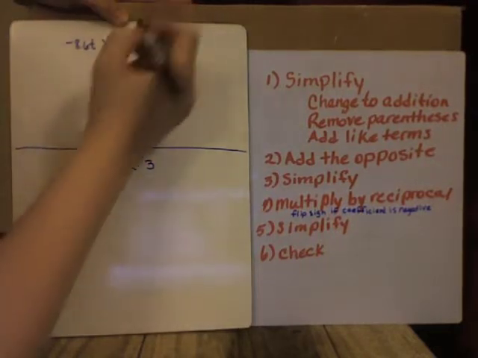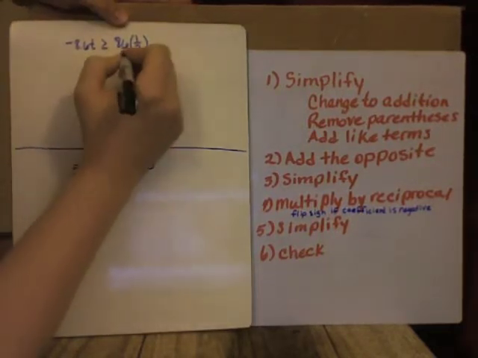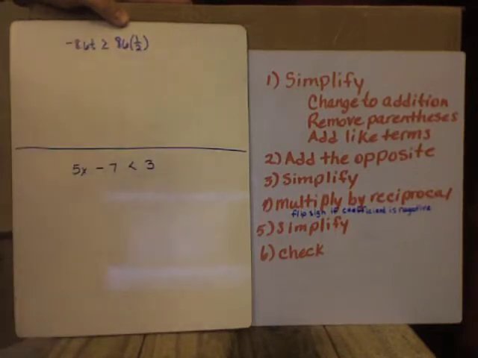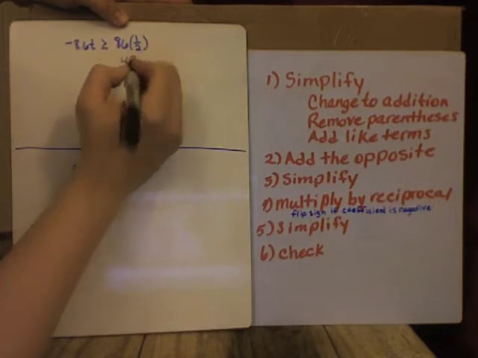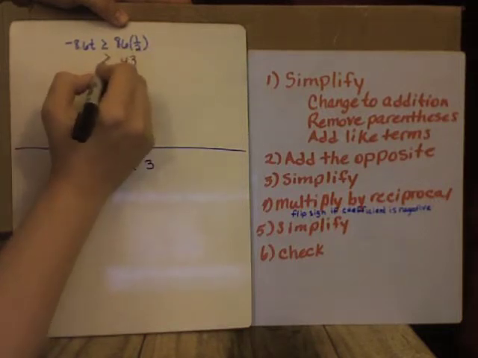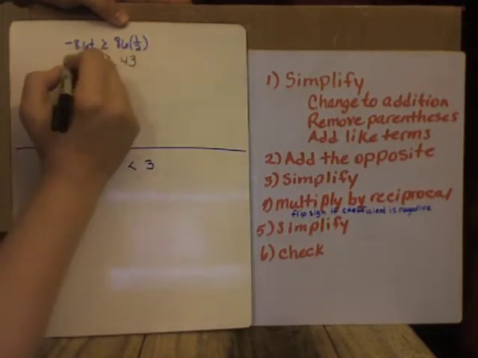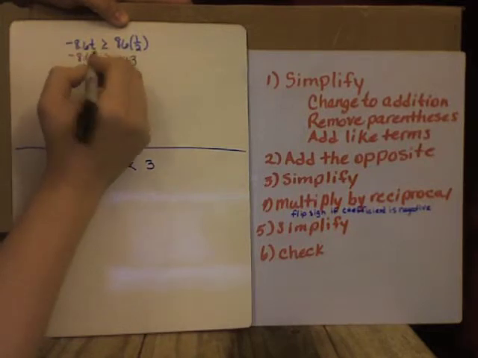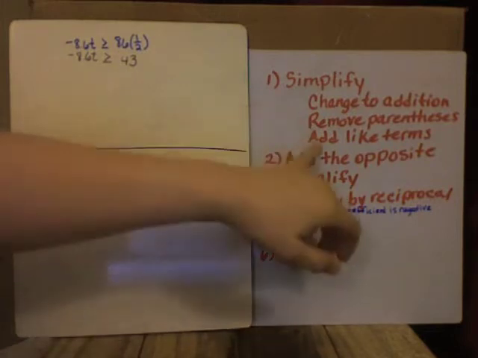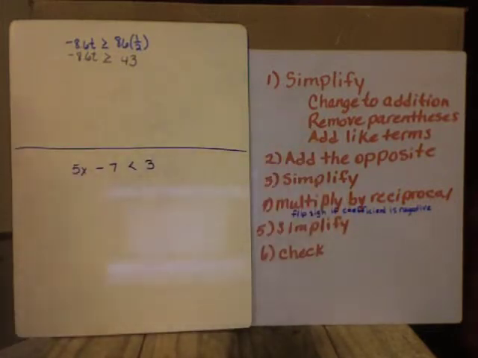In order to remove these parentheses, we would take 86 times 1/2. 86 times 1/2 is 43. We always line the sign up and it stays the same, and then just rewrite what's left on the left side. Add like terms would be the next part of simplifying, and we don't have any like terms, so we get to move on to step 2.